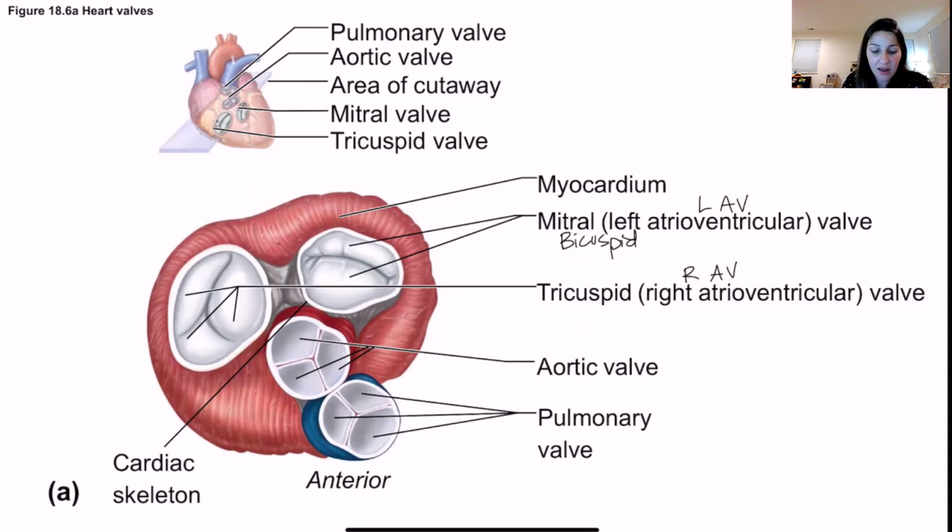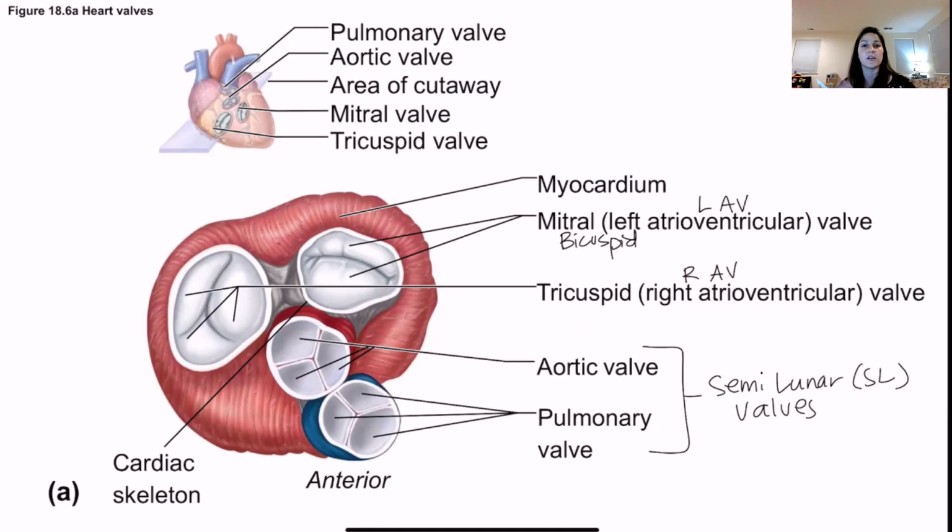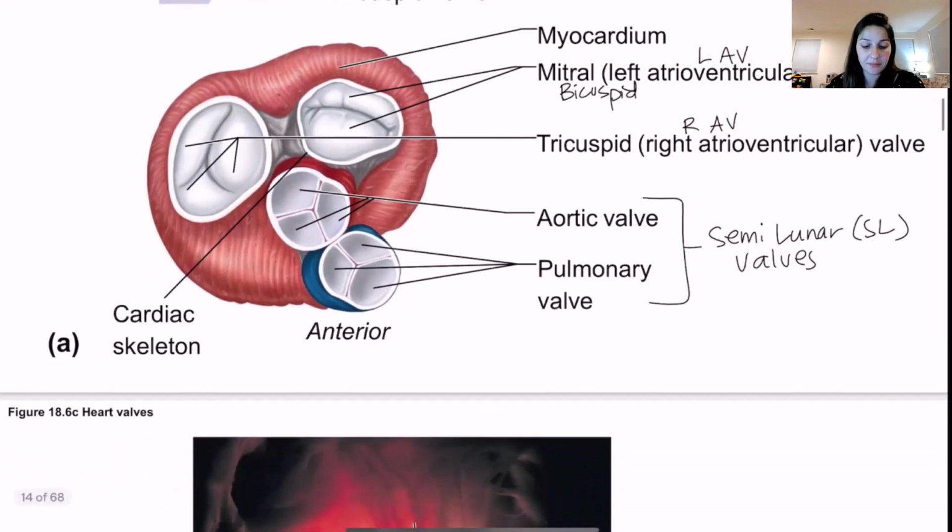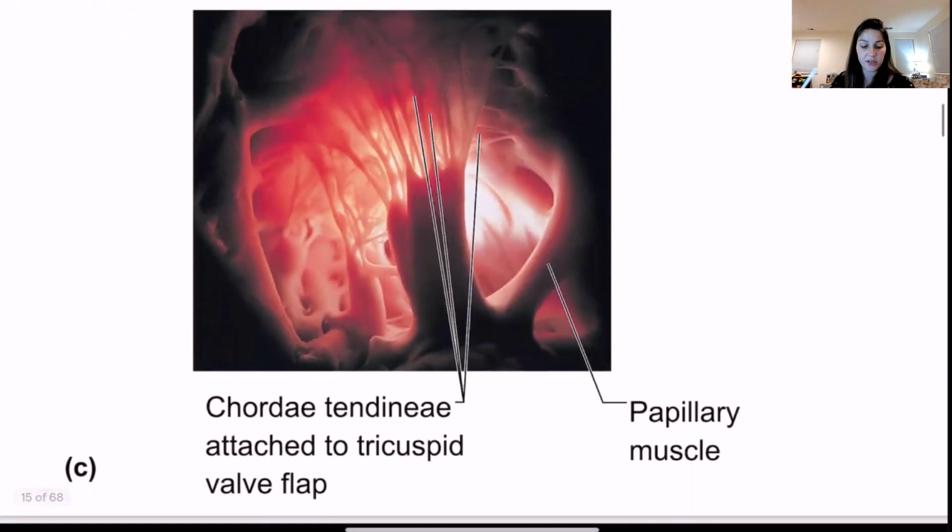And then lastly, we have the aortic valve leading into the aorta and the pulmonary valve leading into the pulmonary trunk. These are semilunar valves, SL. So if you look on online resources in our textbook, you might see those terms, just so you're aware. So that's the differences in those valves anatomically speaking.